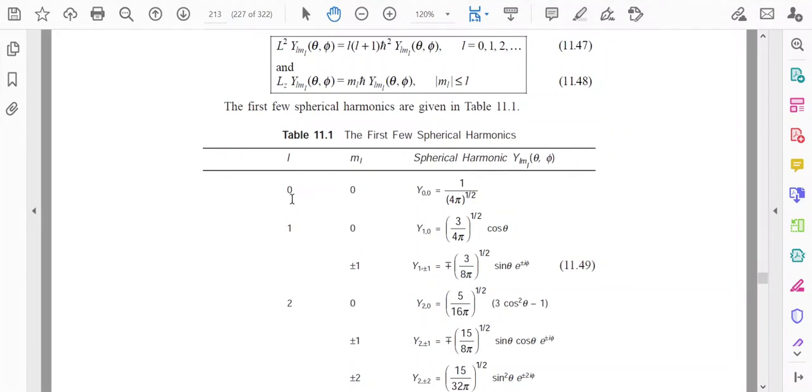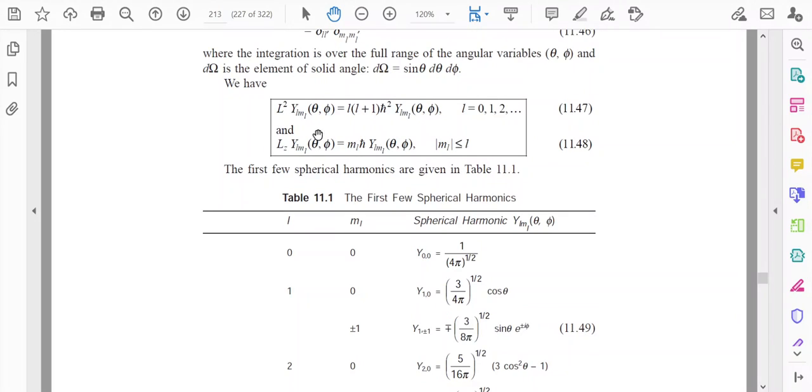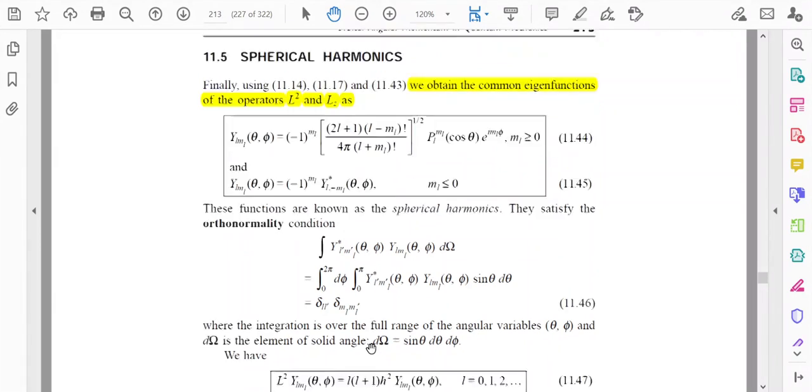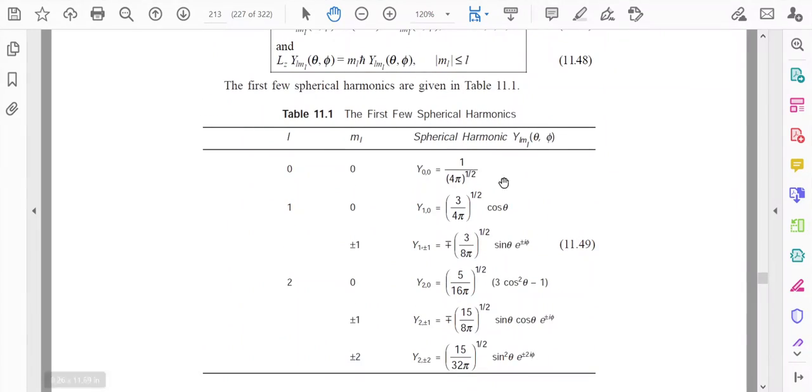The first few spherical harmonics are for different values of L and ml. This function is written as Y lm, and inside the bracket theta comma phi. We already know the function Y lm, so if we put different values of L and ml, we will obtain different spherical harmonics. For example, if we put L equal to 0, ml equal to 0, then Y00 will be like this. For L equal to 1, ml will be 0, plus 1 and minus 1. If we put values of L and ml like this, we will obtain the spherical harmonics like this.